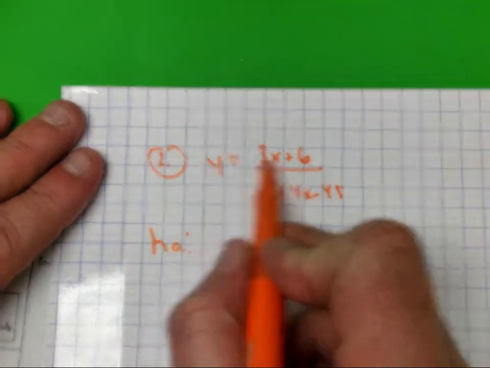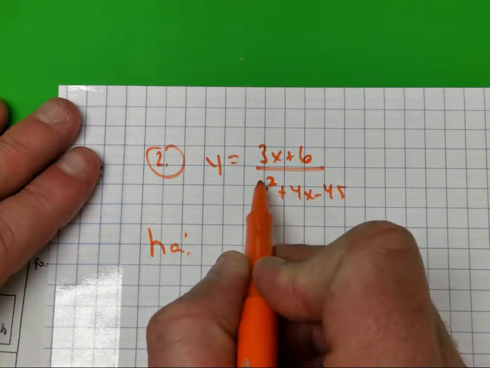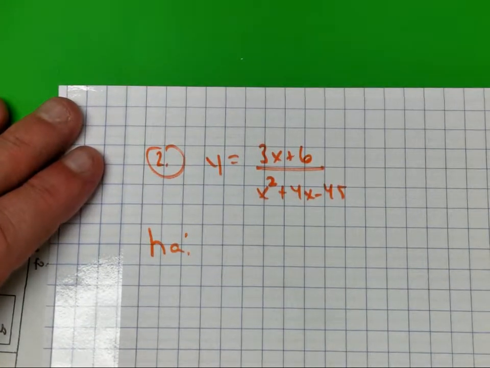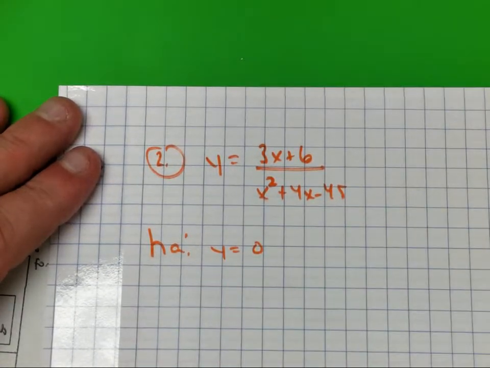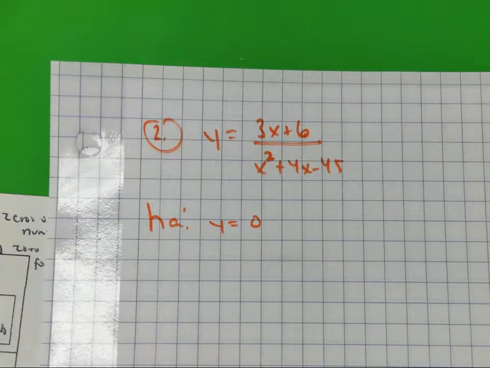Okay? You look at your highest degree in the numerator, which is 1. The highest degree in the denominator is 2. The higher degree is in the denominator. Remember, if the higher degree is in the denominator, your horizontal asymptote is y equals 0. If the higher degree is in the numerator, none. There would not be a horizontal asymptote.